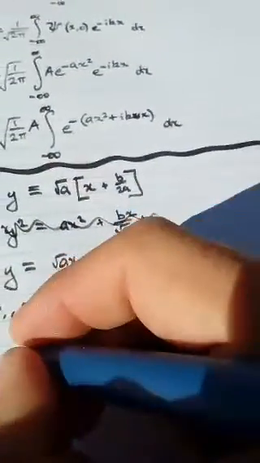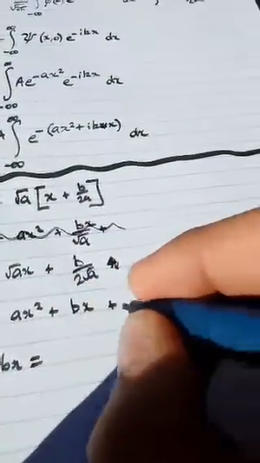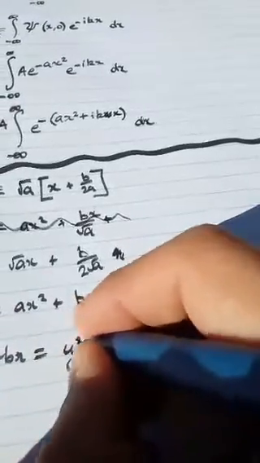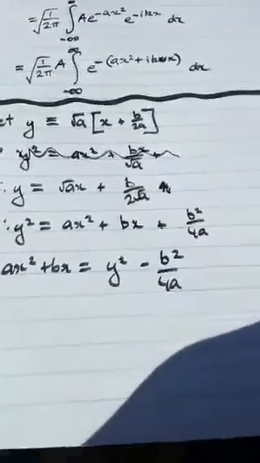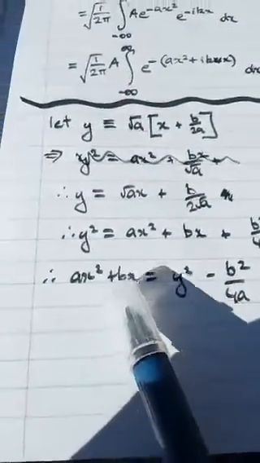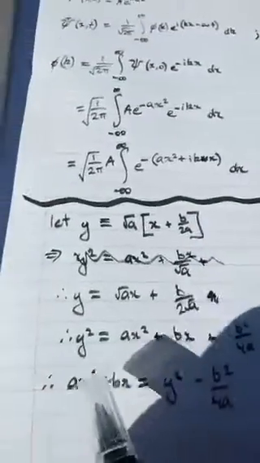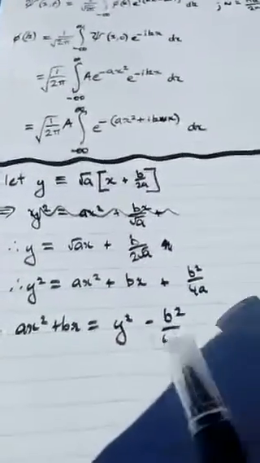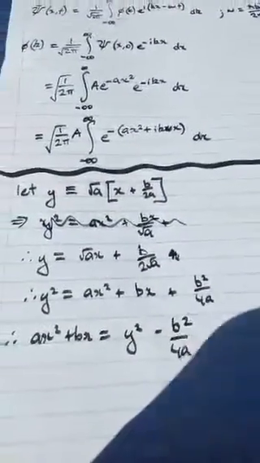Now why have I done this? I've made that y squared, and so therefore ax squared plus bx equals y squared minus b squared over 4a. That is quite interesting, because ax squared plus bx happens to be right there, ax squared plus ikx, and you can just make ik equal to b. That's going to be our second substitution, and once we put that in here, it becomes very easy to solve the problem.